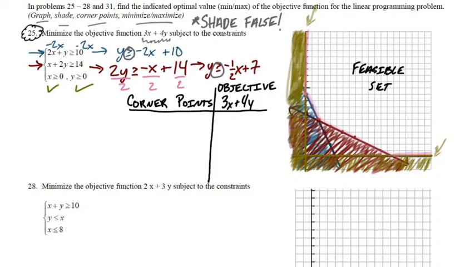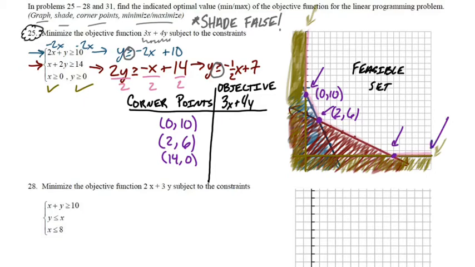So where do these lines actually intersect? We've got one right here. This looks like 0, 10. That's one corner point, so I'm going to add that. We've got one right there, an intersection. I think that is 2, 6. So I'm going to add that to our list. And we've got one more corner point right here, which I think is at 14, 0. So we've got 3 corner points that we can identify.